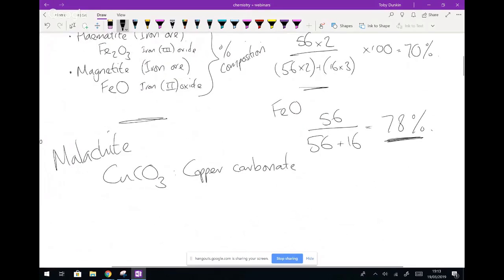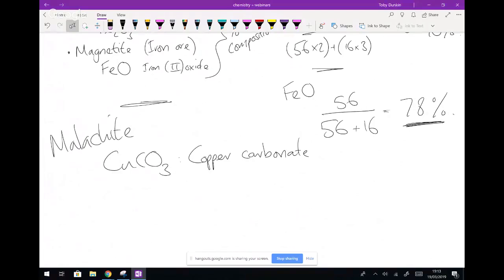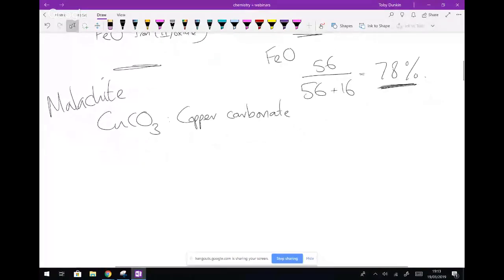So all I actually remember is the fact that the magnetite is give or take around 8 to 10% more, and the other one was about 70. So it was just a bit of luck, to be fair.